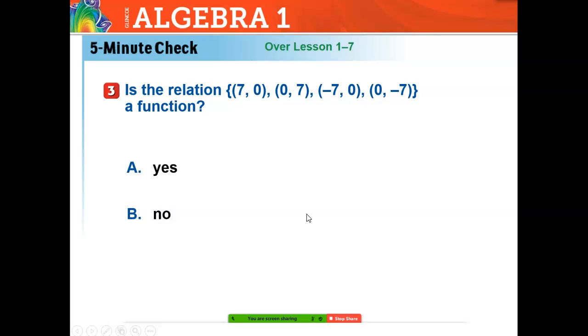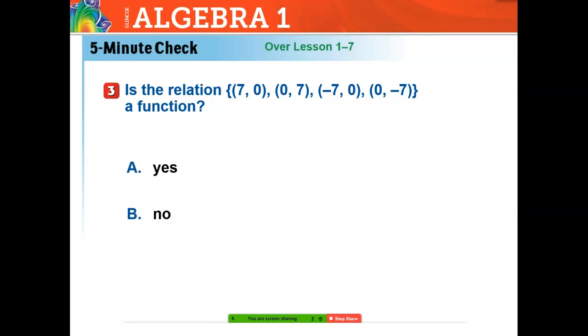Okay, yes or no? Is that a function? Okay, Nick. Okay, Zoe. Okay, Luke. Logan. Good. Abby. Good.